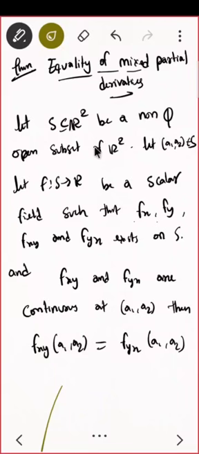Let S be a non-empty open subset of R2, let (e1, e2) be a point in S, and let f from S to R be a scalar field such that fx, fy exist and fxy, fyx are continuous. Then we will say they are equal, fxy equals fyx. So my question was, when is f of xy equal to f of yx? This is one condition, correct? Let us see the proof now.